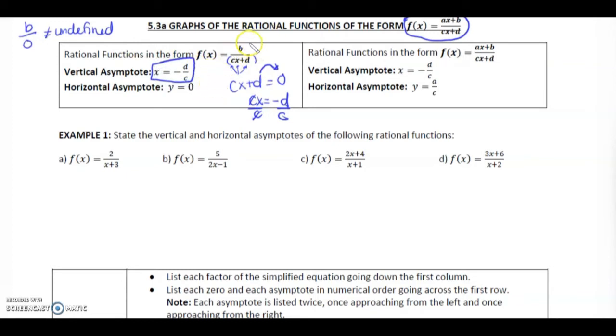Okay, and if we have a constant in the numerator and an x in the denominator, we're going to have a horizontal asymptote of y = 0. Okay, we saw that in 5.1.